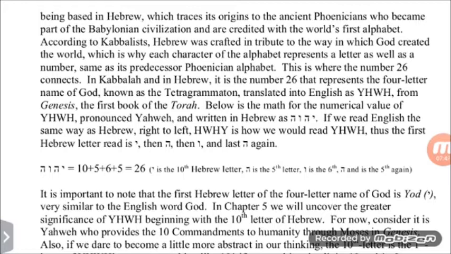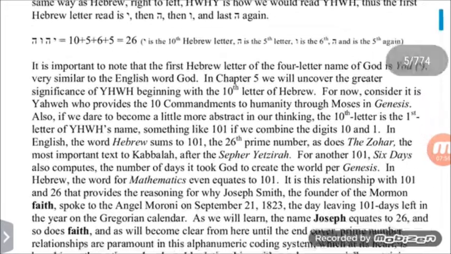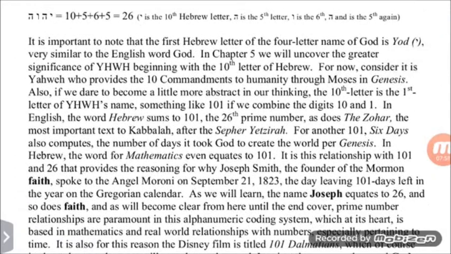It is important to note that the first Hebrew letter of the four-letter name of God is Yod, very similar to the English word God. In Chapter 5, we will uncover the great significance of YHWH, beginning with the 10th letter of Hebrew. For now, consider it is Yahweh who provides the 10 commandments to humanity through Moses.